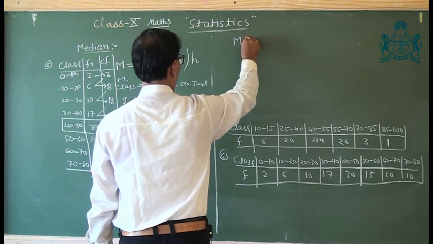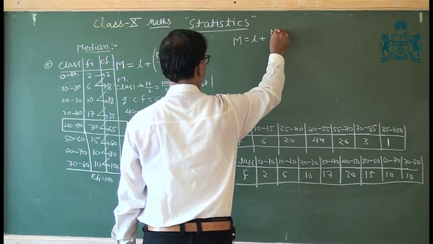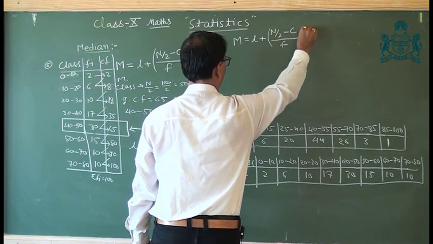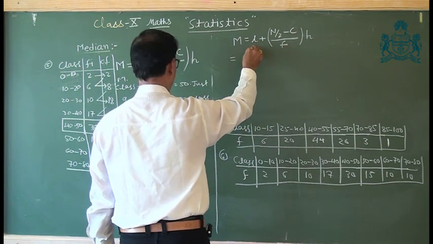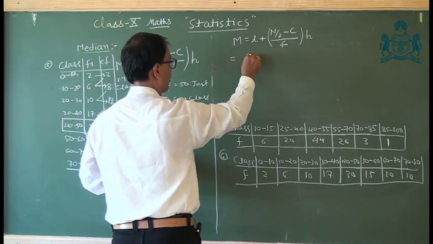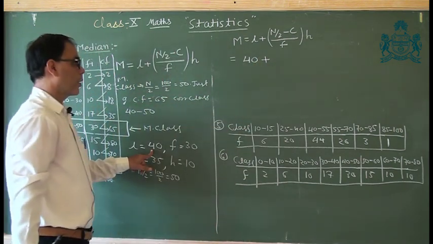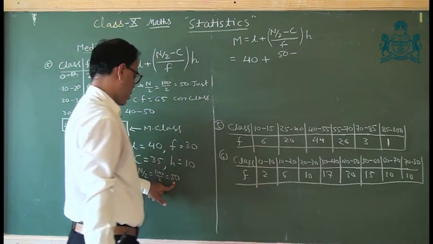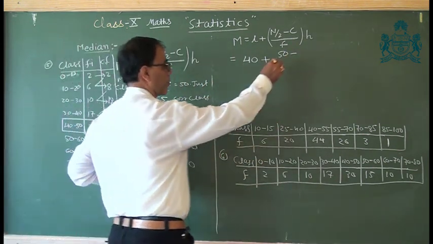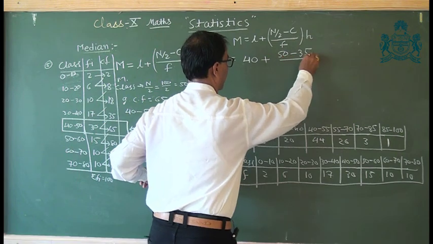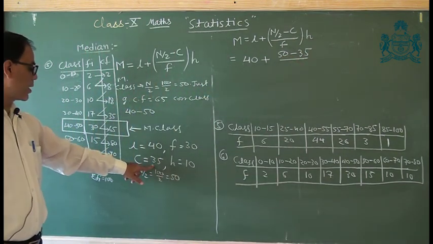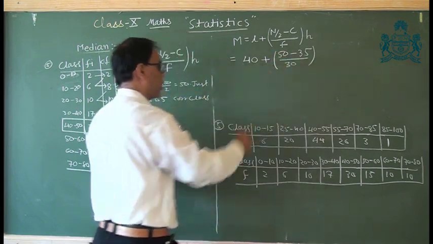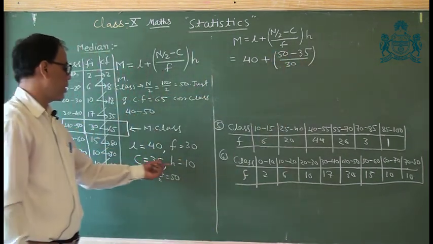Median equals L plus (n by 2 minus C) upon F multiplied by H. Put the value of L. L is the lower limit of the median class, 40. N by 2 is 50. C means cumulative frequency, 35. F means frequency of the median class, 30. And h, the difference of lower limit and upper limit, is 10.